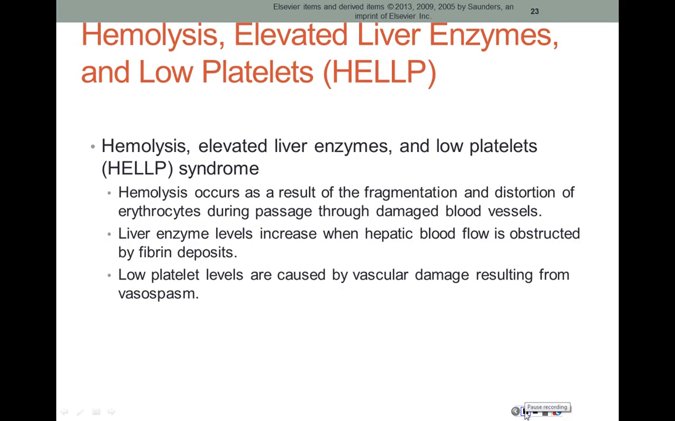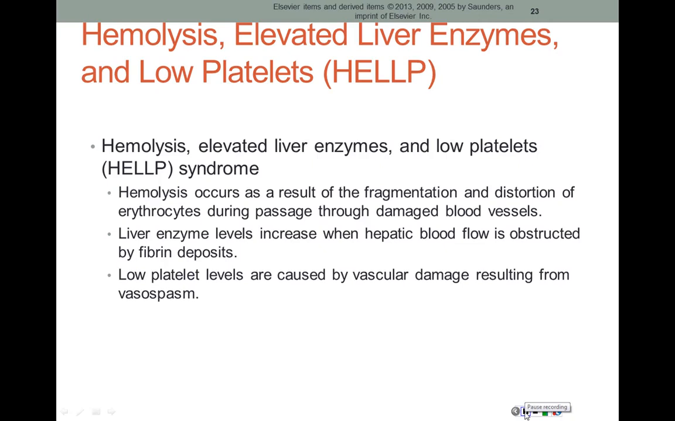Okay, our next disorder is hemolysis, elevated liver enzymes, and low platelets, or HELLP, H-E-L-L-P. It is a syndrome that occurs as a result of the fragmentation and distortion of red blood cells when they're going through damaged blood vessels. So what happens is liver enzyme levels increase when hepatic blood flow is obstructed because of these little fragments of red blood cells. And we have low platelet levels that are caused by vascular damage resulting from vasospasms.